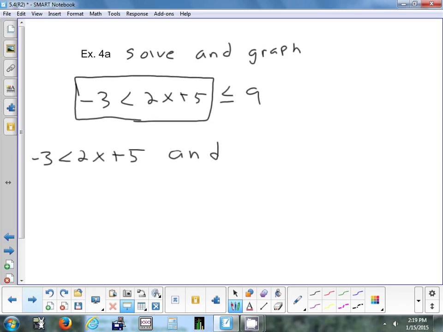Who can give me my other one? The whole thing. X plus 5 is less than 9. What else is in the middle? You lost something. 2x. Keep going. Plus 5. Keep going. Less than or equal to 9. Good. Less than or equal to 9. Perfect.